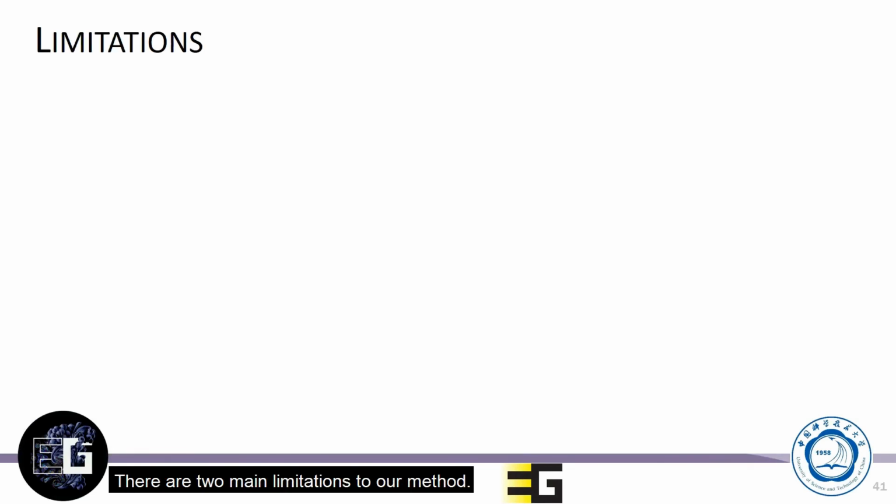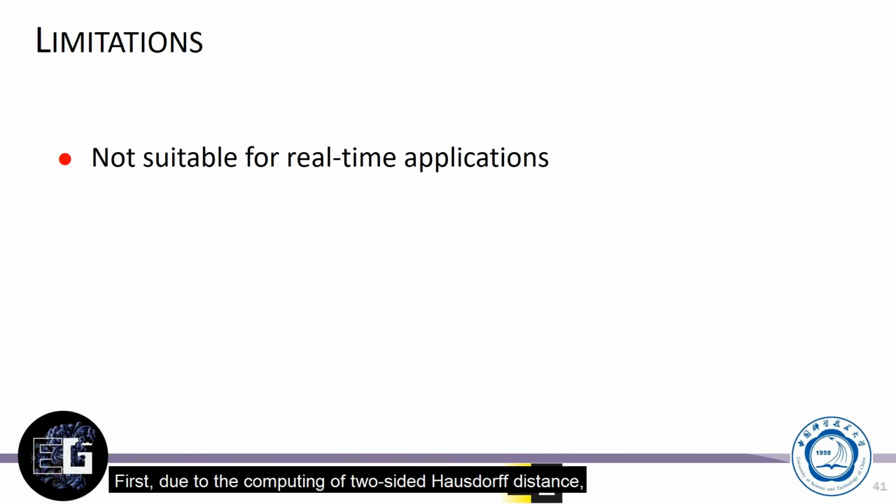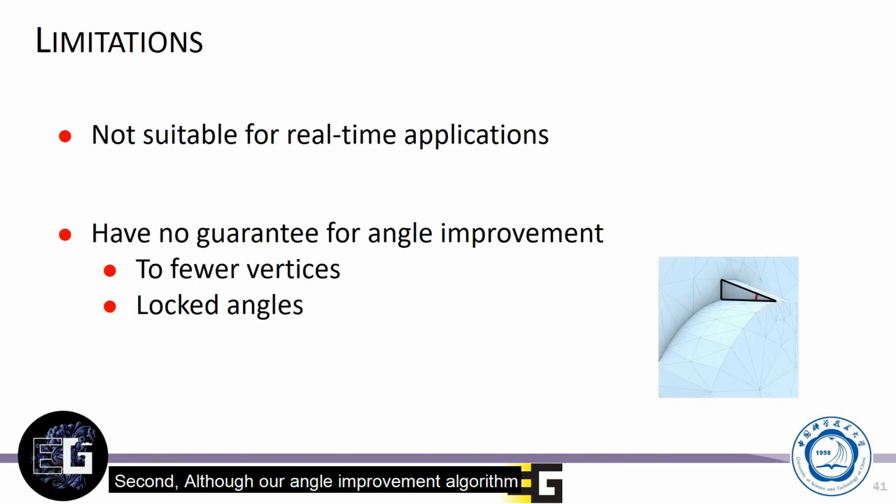There are two main limitations to our method. First, due to the computing of two-sided Hausdorff distance, it is not suitable for real-time applications. Second, although our angle improvement algorithm can remove most of the small and large angles, we cannot guarantee that the final angles are always in the specified range for arbitrary models.